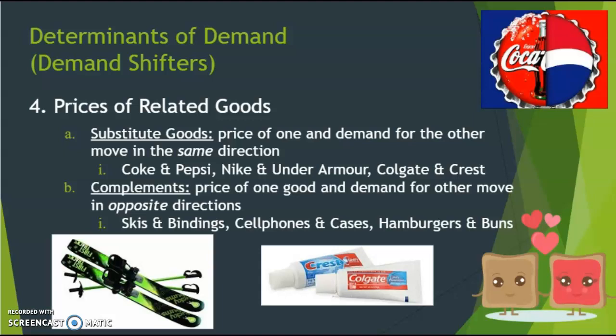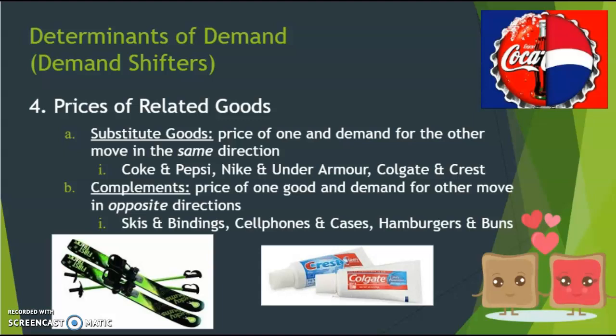So same thing, if the price of Nike goes up, it's movement along the curve, maybe more people switch to buying Under Armour. Colgate and Crest are the same example. I go to the store, and if Crest is cheaper, I switch from buying Colgate, so it would shift left, and the quantity demanded for Crest would increase at the lower price. So those are substitute goods. You substitute one for the other.